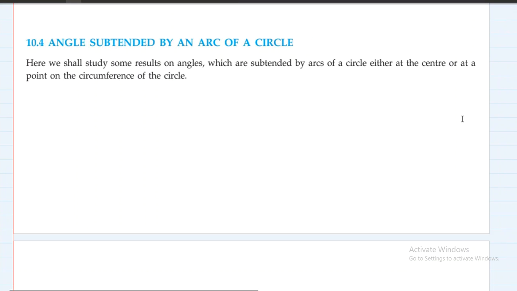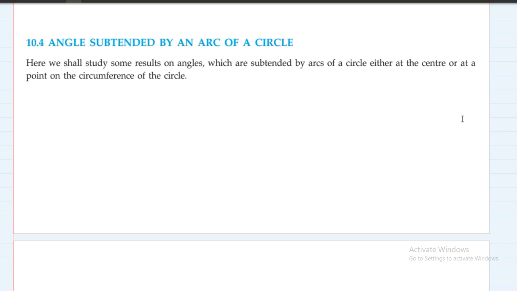Hello and welcome to the next part of Maths chapter Circles. Angle subtended by an arc of a circle. So this part is the third part of class 9th CBSE and it is the first part of class 10th ICSE. It is very surprising to see how the syllabus is chosen by different boards.